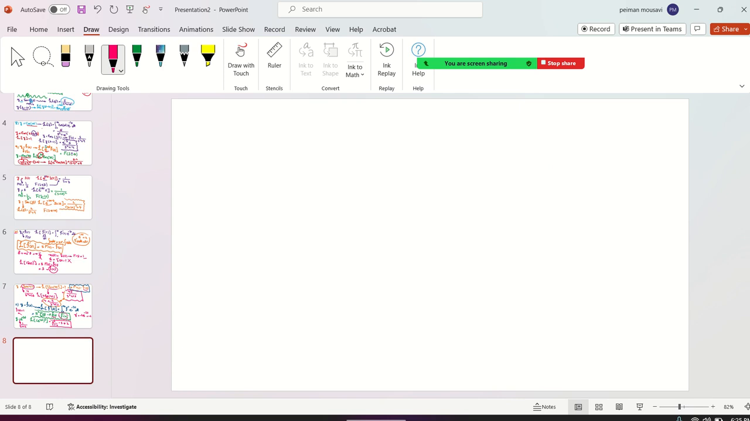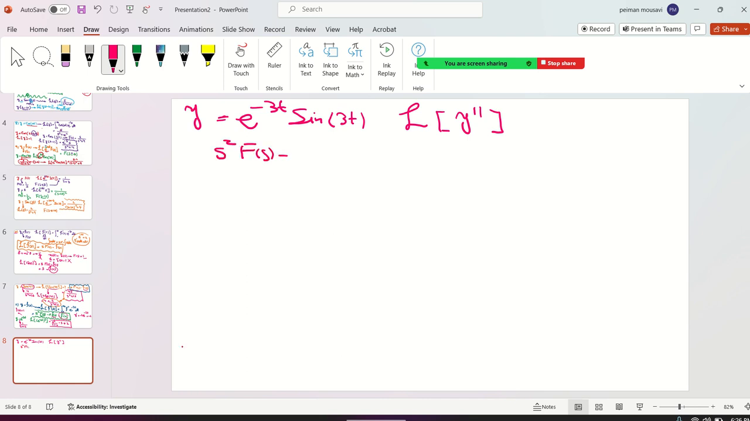Okay. So I give you this example and I hope that you solve it now and we are done for today. If your y is e to the minus 3t sine 3t, what's the Laplace of y double prime? And I'm writing the general solution here: s squared F(s) minus s f at time 0 minus f prime at time 0.